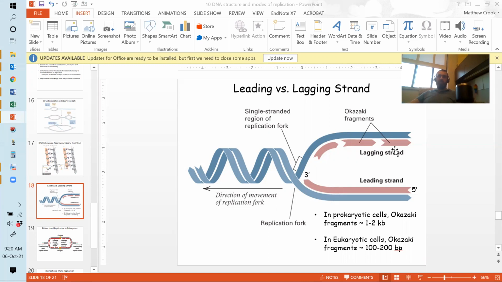So depending on the organism, those Okazaki fragments vary in size. Eukaryotic cells, they're really small, like 100 to 200 base pairs. I don't actually know why the difference there between eukaryotes and prokaryotes. Anybody have any questions?